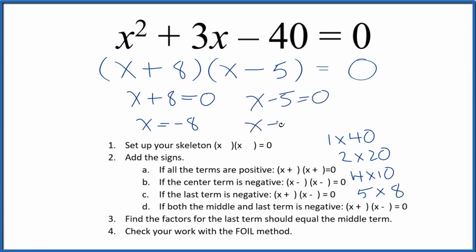Add 5 to both sides. X equals 5. And if you put 5 in for x here, and you do the math, this whole side, it'll equal 0. Likewise, if you put negative 8 in for x, and you do the math, again, it equals 0. If you use the quadratic equation, you would end up with these same numbers.